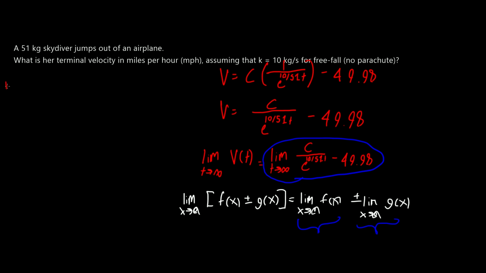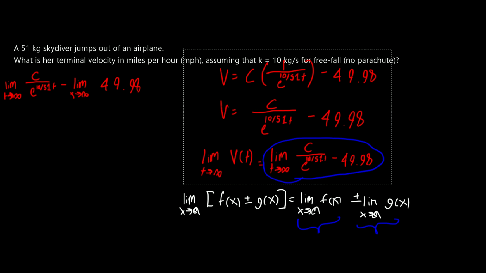So firstly, we're going to have the limit as t approaches infinity of c over e to the power of 10 over 51 t. And then we're going to subtract the limit as t approaches infinity of 49.98. So let me make just a little bit more space because I am about to introduce another rule.